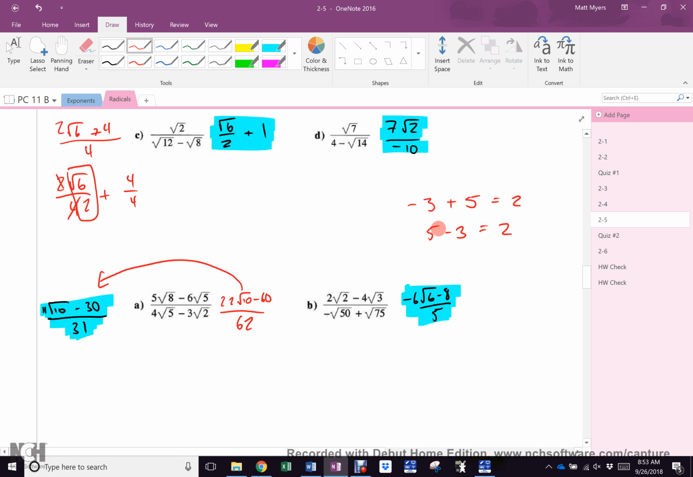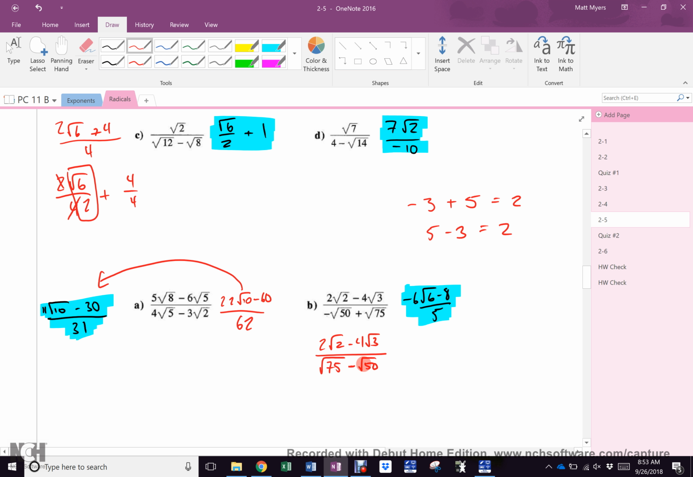I got a positive 5 right there, I got a positive 5 there, yes? I got a negative 3 right there, negative 3 right there, yeah? So this negative out in front probably bothers you, yes? But could you not do 2 root 2 minus 4 root 3 over root 75 minus root 50? Won't that give you the same answer? It will, won't it? So that makes it real easy to do the conjugate, doesn't it?